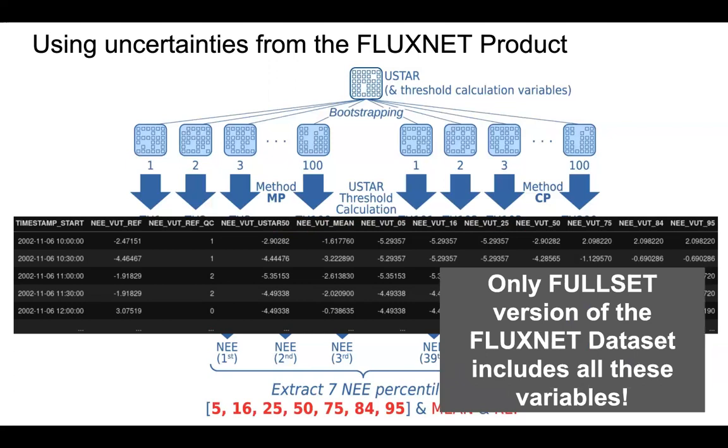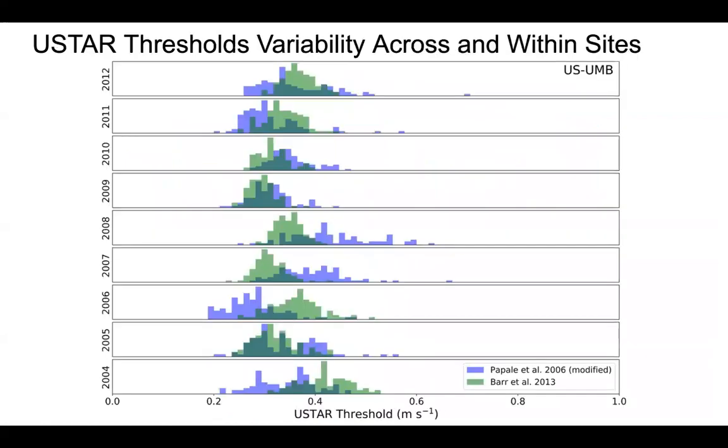I'll just highlight here too that only the full set version of this FLUXNET dataset includes all these variables. So when you download the FLUXNET data product, in most cases, you will get two versions. You will get the full set that has a complete list of all the variables, and the subset that has a shortened version of the dataset, only including key variables. So just keep an eye out for that when using the files.